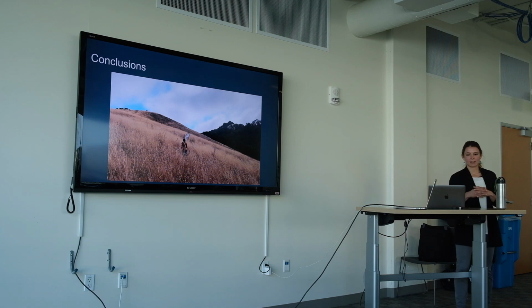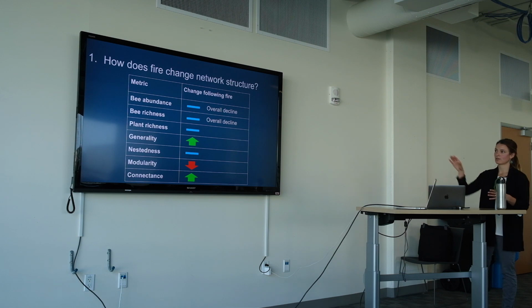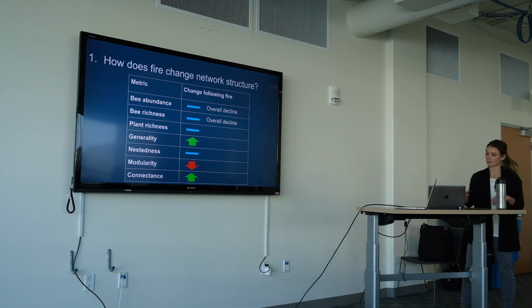So when we take a step back and look at these results, we can draw a few conclusions. We found that network structure changed essentially as we expected that it would following fire. And we found increases in generality and connectance and decreases in modularity. And then surprisingly, we found no change in bee abundance, bee species richness, or plant species richness as a result of fire, but we did see those big declines over all sites.